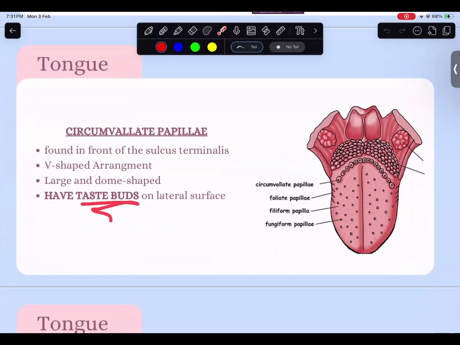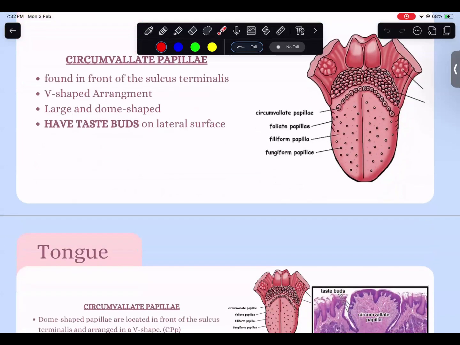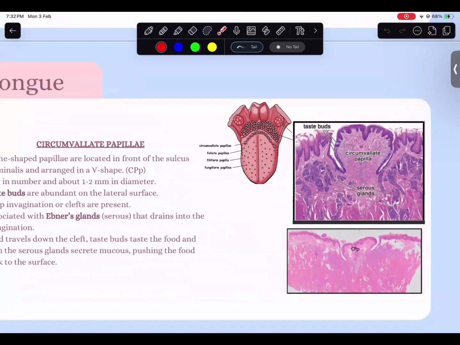Circumvallate also has taste buds. So fungiform and circumvallate papillae both have taste buds. Filiform does not have taste buds, okay? These circumvallate, we know where they're found, right? We talked about the sulcus terminalis. We said there's the foramen cecum, and this is where they're found. They're found in the V-shaped arrangement in front of the sulcus terminalis, right here, okay? So they're large and dome-shaped. And this is what circumvallate looks like.